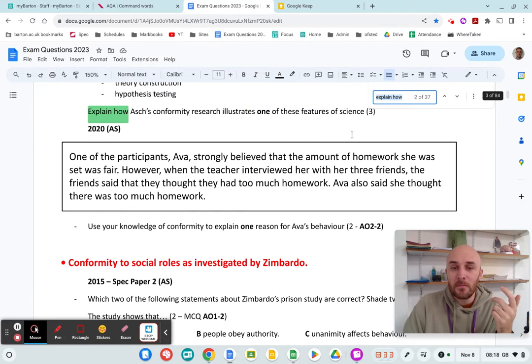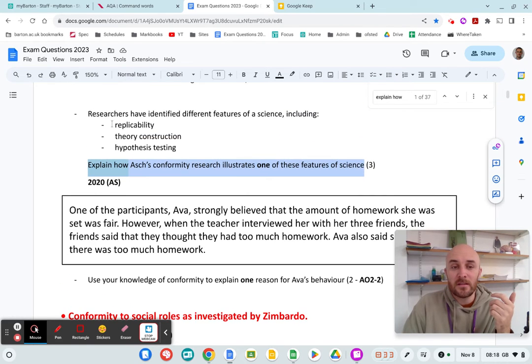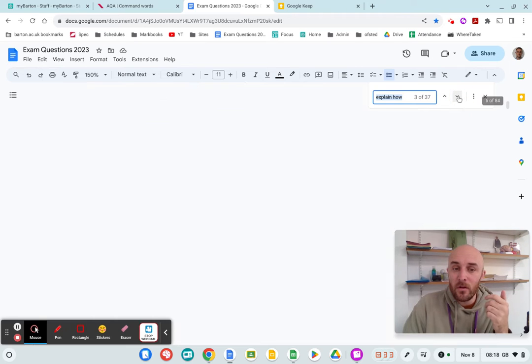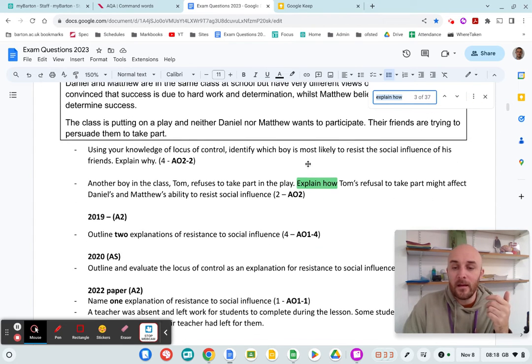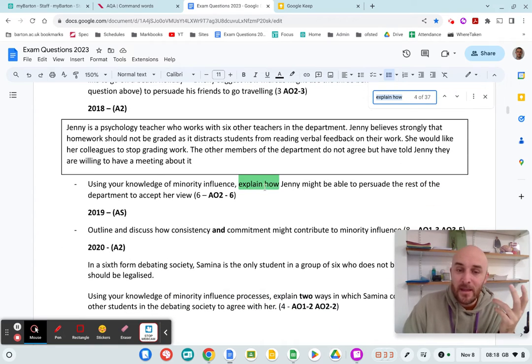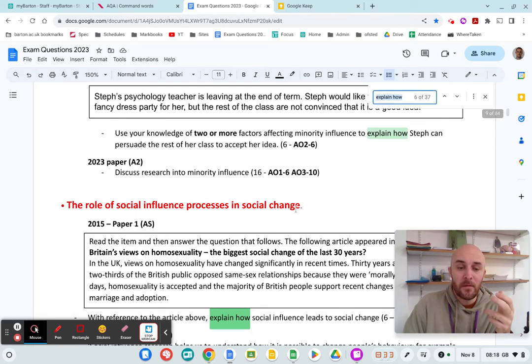Explain how does come up quite a lot. For example, explain how Asch's conformity research illustrates one of these features of science. You need to describe how Asch is linked to one of those. It could be another stem there. It could be yet another stem there. Explain how Jenny might be able to persuade the rest of the department to accept her view, for example. It comes up a hell of a lot.